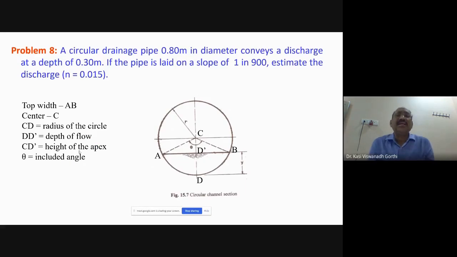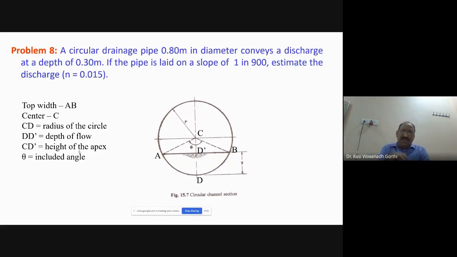Next, a circular drainage pipe 0.8 meters in diameter conveys a discharge at a depth of 0.3 meters. If the pipe is laid on a slope of 1 in 900, estimate the discharge, n 0.015. Look at this problem. Once again, this problem is related to a circular drainage pipe. Usually, we make use of circular drainage pipes in our colonies, right? In any of the colonies, the drainage pipes usually would be circular in nature, through which the rainwater or the drainage water may be flowing.